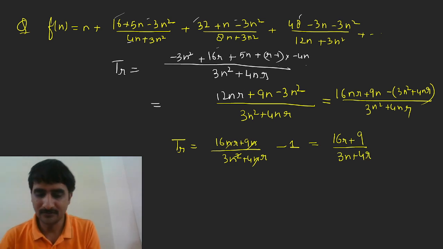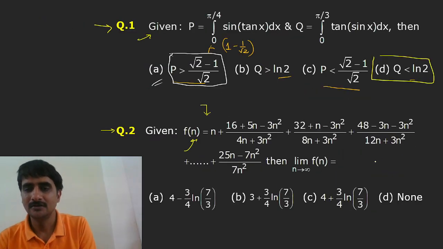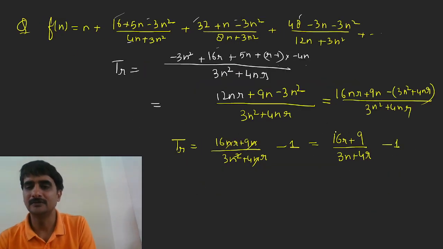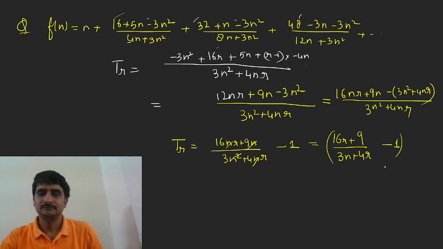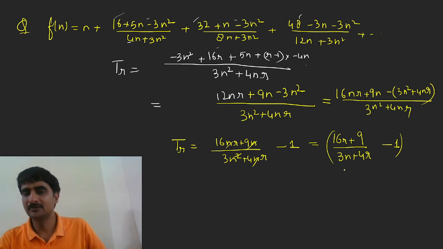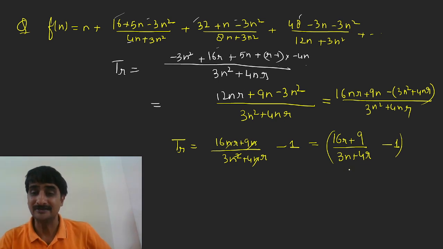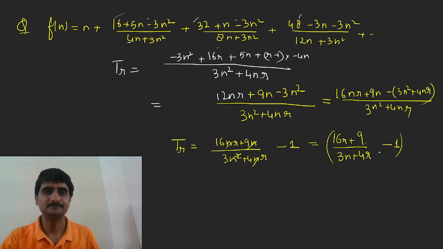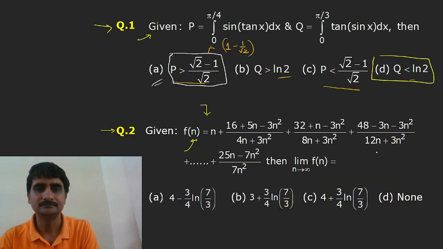Fine. So that's it. So what do we need? We need the limit as n tends to infinity, minus 1. Okay. So if I take 1 by n common from here, then there's some problem occurred. Just a minute. 3n plus 4r. It's okay. R by n. There should be some mistake here. Just a minute.